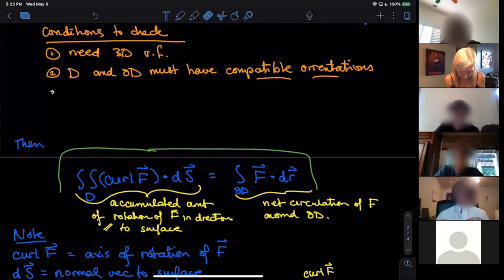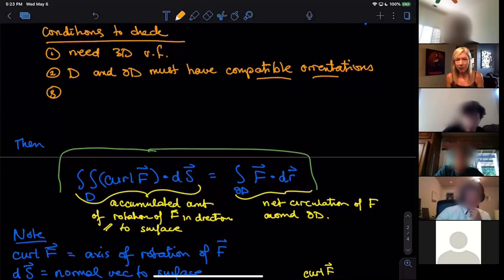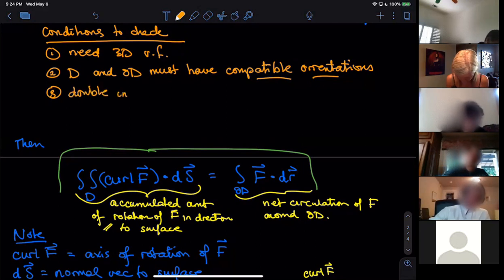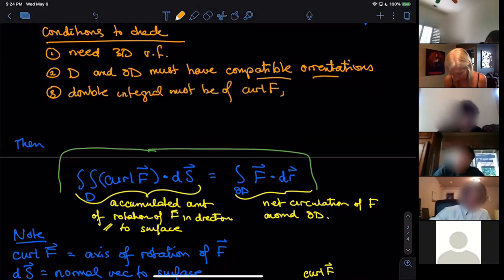And then the third condition is also a thing that's really built into the formula, but I've seen students multiple times apply it in the wrong situation, so I'm going to call your attention to it. The double integral has to be of the curl of the vector field F. It can't just be of F. So I want you to check that before you use it so you don't apply it in the wrong situation. So the double integral must be of curl of F, not just F.